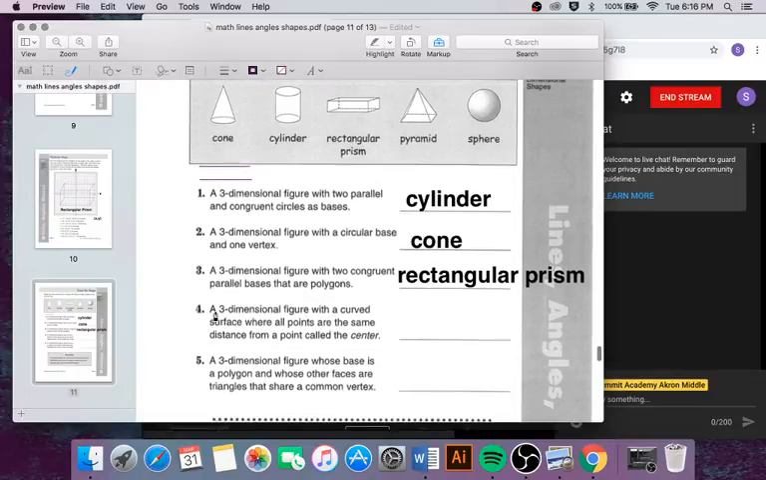Number 4 is a 3-dimensional figure with a curved surface where all points are the same distance from a point called the center. So it's a curved surface, it's not flat. So we're down to a pyramid and a sphere. The pyramid has 1, 2, 3, 4, 5 flat surfaces. A sphere is like a ball where all of it is curved. So number 4 is going to be a sphere.